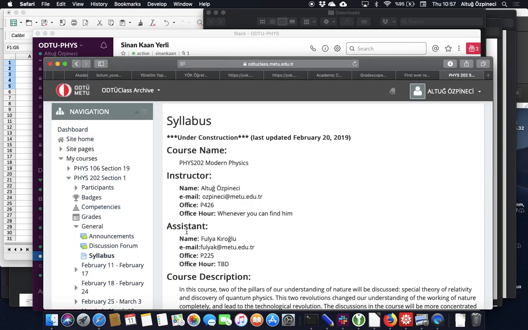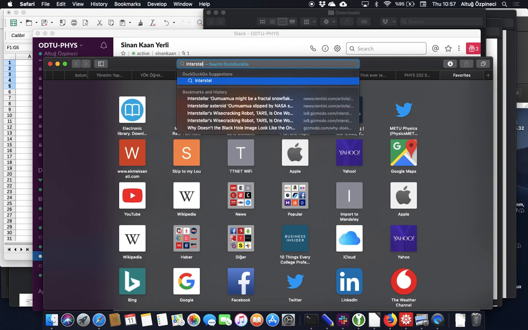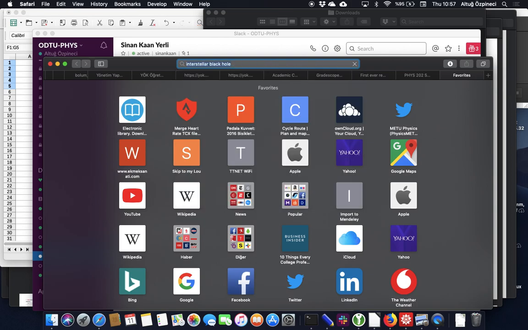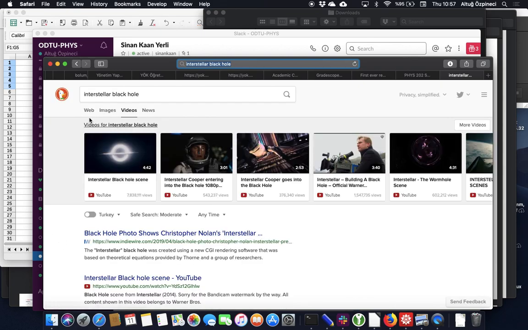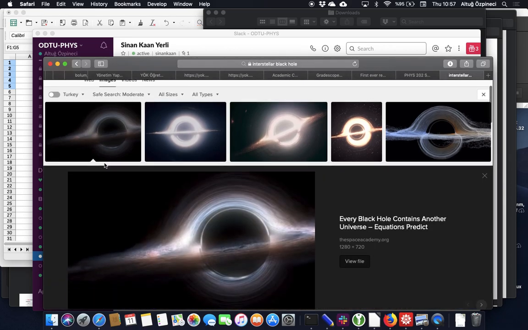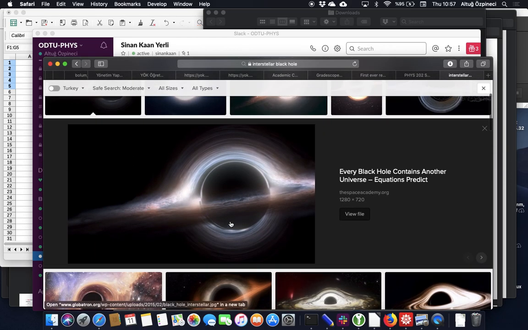Have you watched the movie Interstellar? Yes. Yes, this is the image.